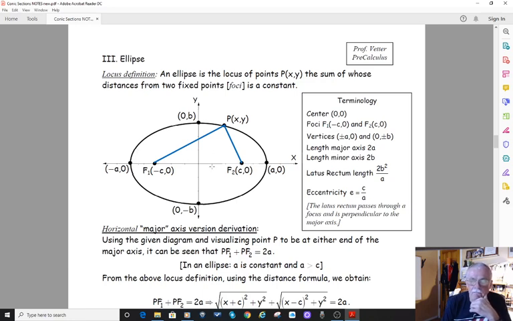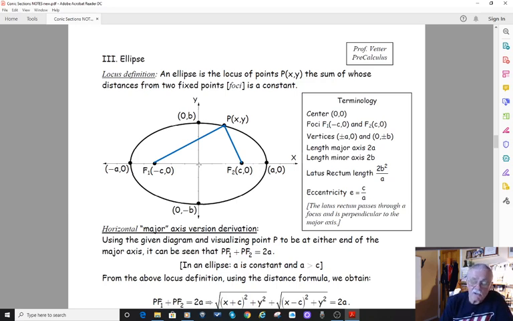Now the ellipse can come in several orientations. It can be mostly horizontal, in which case the x-axis, the horizontal, is the major axis. It can be vertical, in which case the major axis would be the y, or it can be tilted, and we'll deal with that later on. In this case, from negative a, 0 to a, 0 is called the major axis, because it's longer than from 0, b to 0, negative b, which is called the minor axis. Where they intersect is called the center. So the center here, as you can see, is 0, 0.